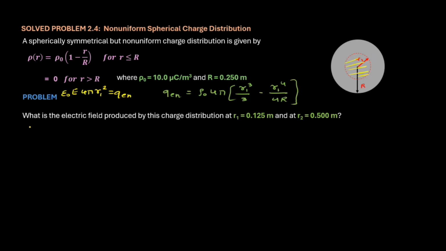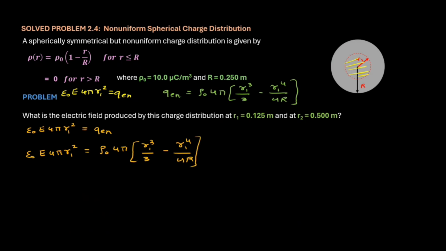So let's rewrite equation 1. Epsilon naught E 4 pi r1 squared equals charge enclosed. I'm going to substitute the charge enclosed here in this equation. So we get epsilon naught E 4 pi r1 squared equals rho naught 4 pi (r1 cube by 3 minus r1 to the power 4 over 4 times capital R).